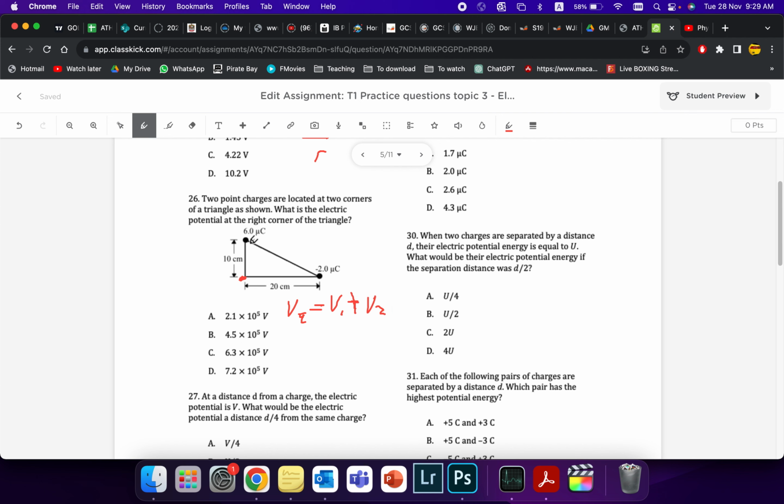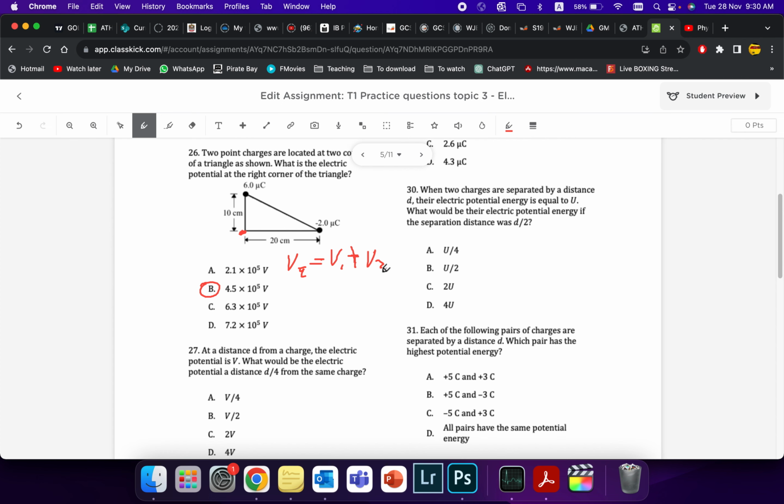All right. You will do KQ1 over R plus KQ2 over R. You will include the minus in this case. So you will write negative 2 micro times 10 to the minus 6, centi times 10 to the minus 2. If you solve them both together, adding them, you will get this number here, 4.5 times 10 to the 5. Try it yourself, okay? You'll do KQ1 over R plus KQ2, including the minus, over R. So technically you're just doing a subtraction. And that's you done. Okay.